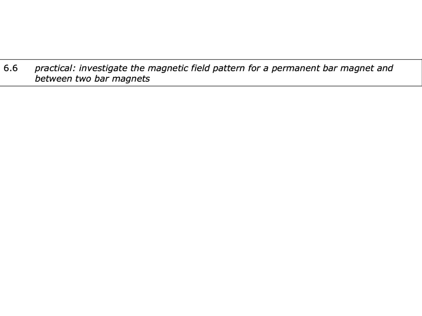So spec point 6.6 is a practical to investigate the magnetic field pattern for a permanent bar magnet and between two bar magnets. Well, the permanent bar magnet question is one of the most common GCSE questions going, and it comes up almost every other year. So this is really important that we get down.